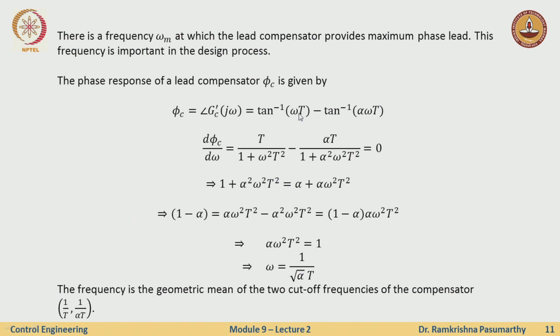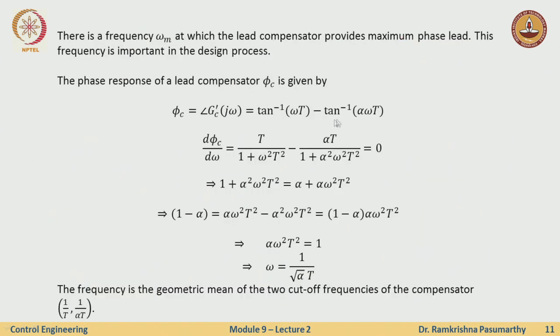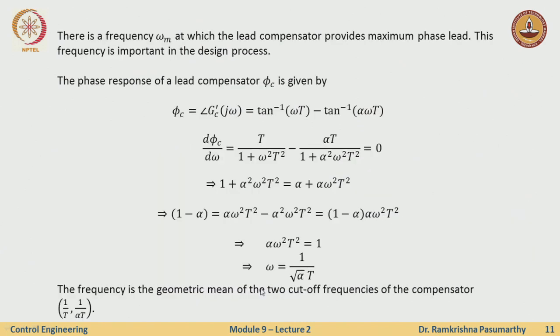So, I have a tan inverse of omega T coming from the numerator and then negative of tan inverse of alpha omega T, right. And then you see that this angle phi, which is the angle contribution here, varies with frequency and it has a maximum at a particular frequency. This is like a nice looking continuous function. So, I can just find the maxima of it, right.